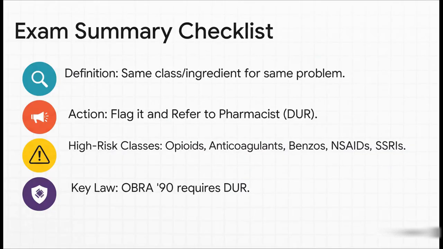Okay, let's do a quick-fire recap to make sure this all sticks. What is it? Same class, same ingredient, same problem. What's your action? Always stop and alert the pharmacist. What are the high-risk classes you need to memorize? Opioids, anticoagulants, benzodiazepines, NSAIDs, and SSRIs. And what's the key law? OBRA 90, which mandates that DUR.